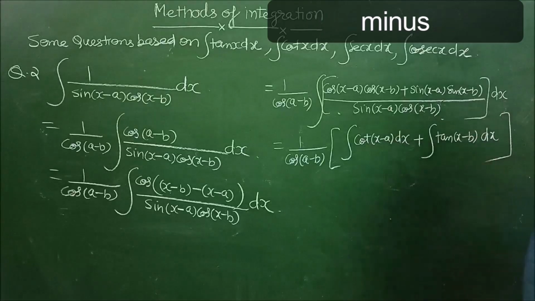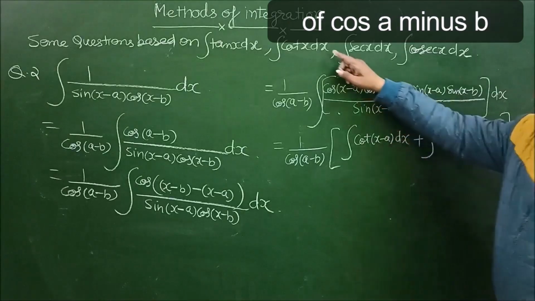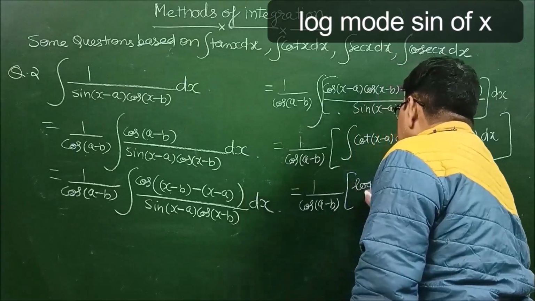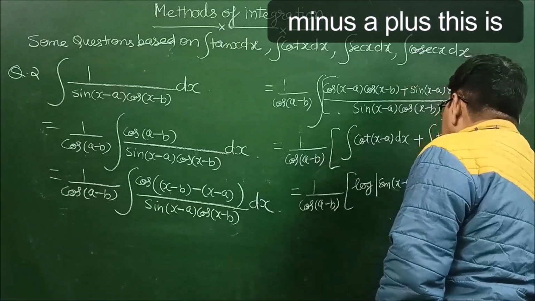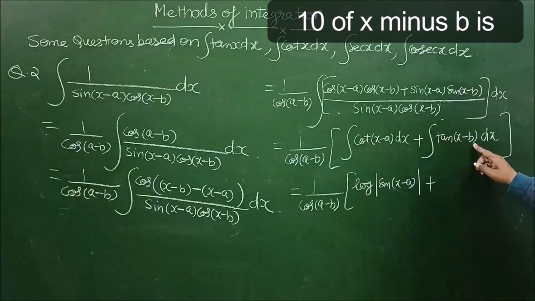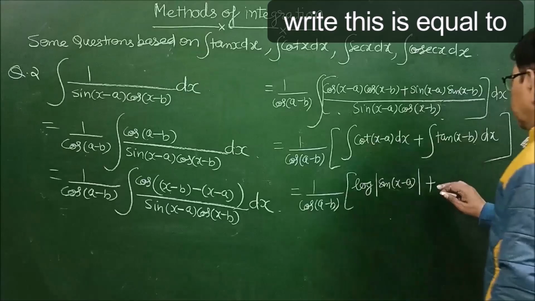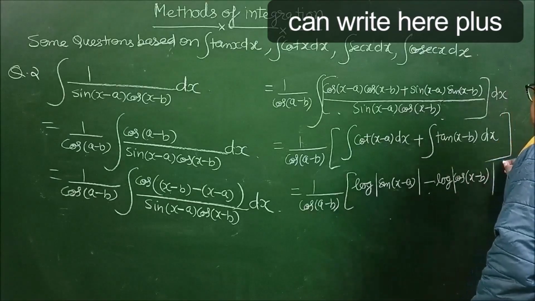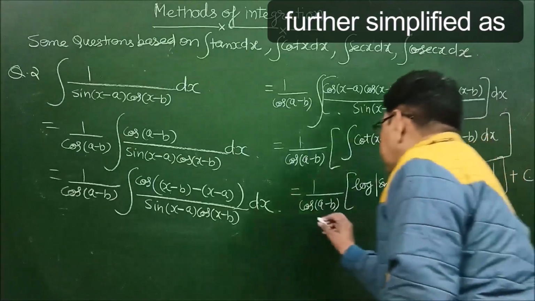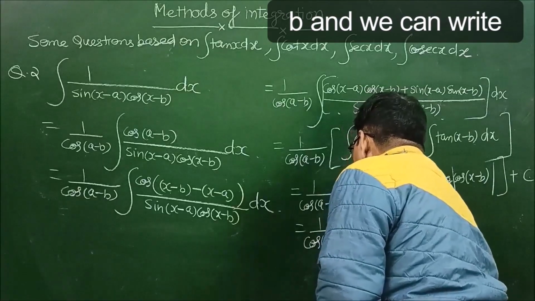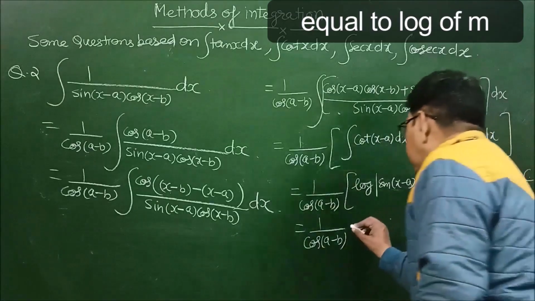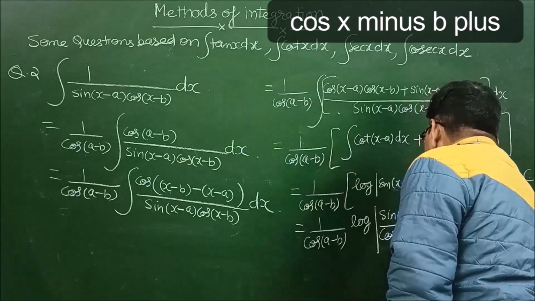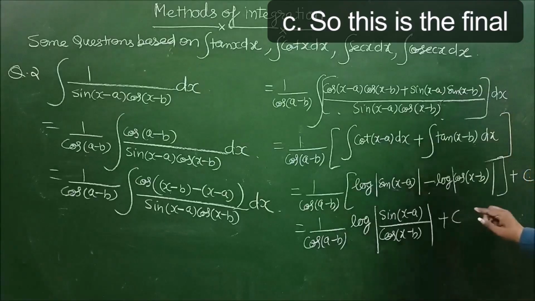Now using the formula of cot x, this is equal to 1 upon cos(A minus B), and this is equal to log mod sin(x minus A) plus the integral of tan(x minus B), which we can write as minus log mod cos(x minus B), plus C. Now this can be further simplified as 1 upon cos(A minus B), and we can write log m minus log n is equal to log of m upon n, that is log mod sin(x minus A) upon cos(x minus B) plus C. So this is the final solution of the question.